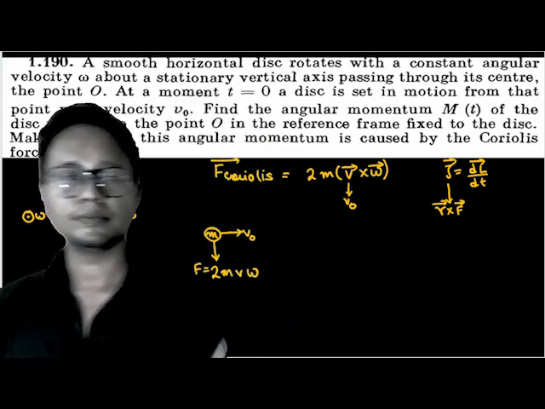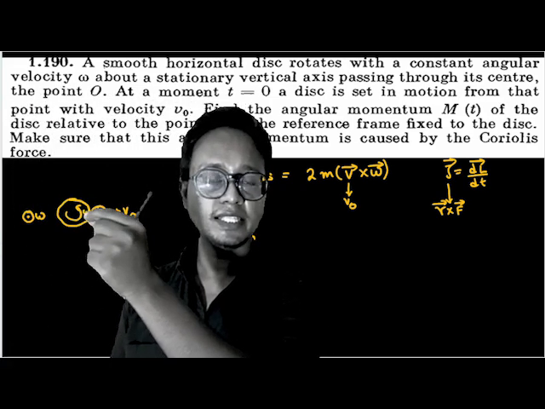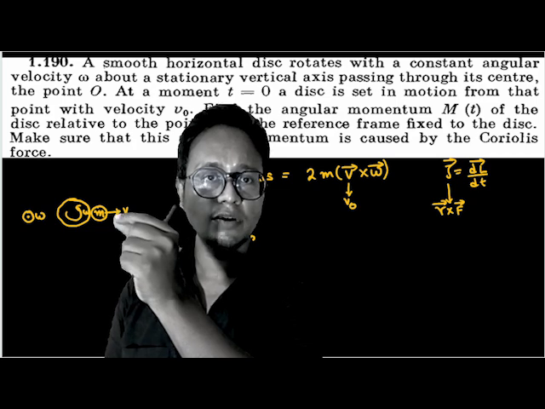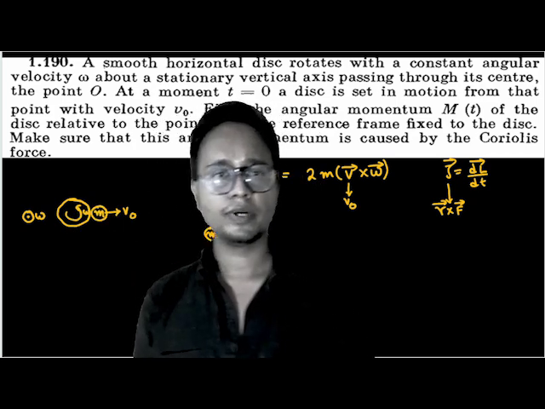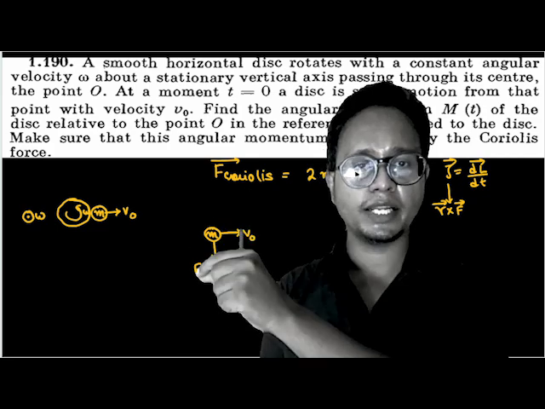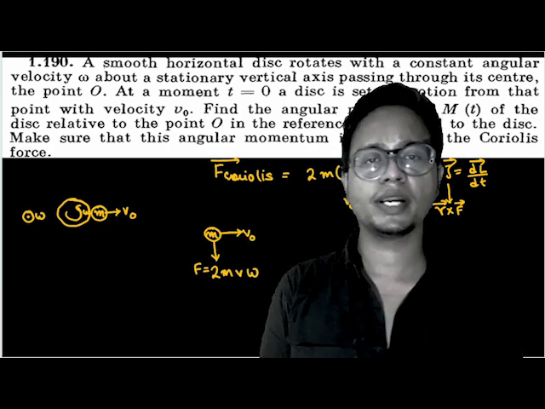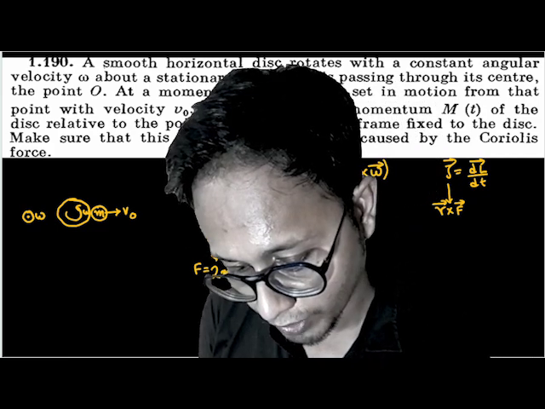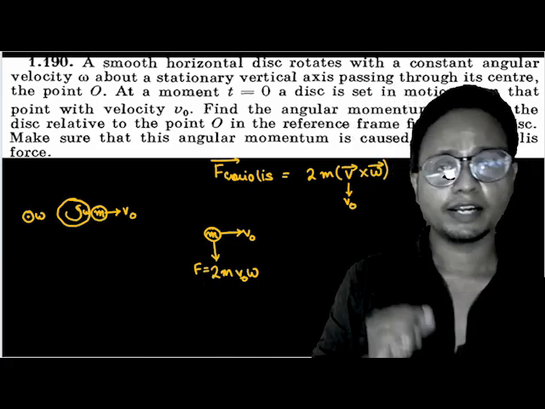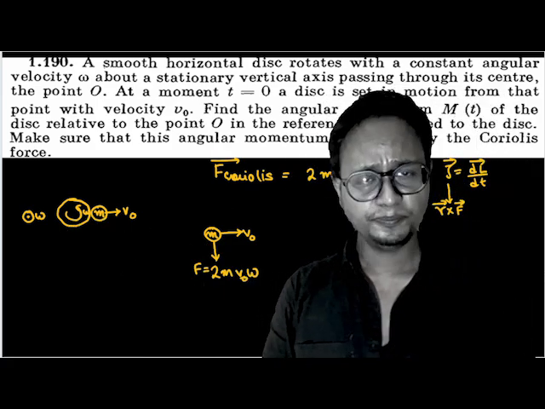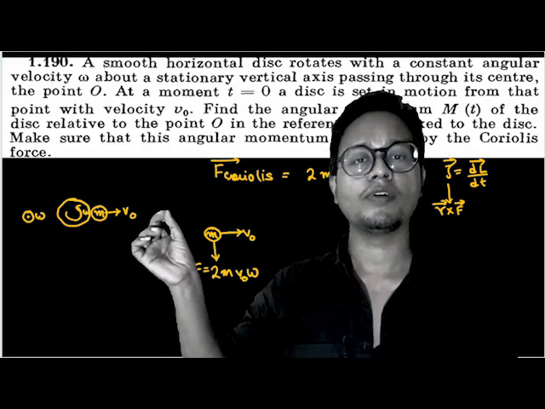Now see, our observer is sitting at the center of the disk, and this mass m is moving away with velocity v naught, as seen by this observer. The Coriolis force is acting in the downward direction, which is given by 2m v omega, or 2m v naught omega. v naught is the velocity of the object as seen by the observer. Fair and fine. Now, after a certain time, what is the value of r?